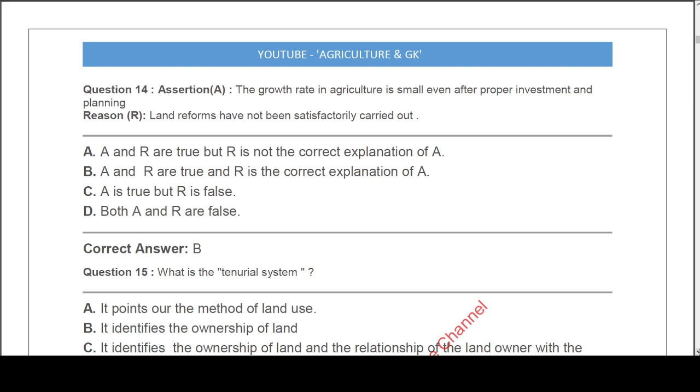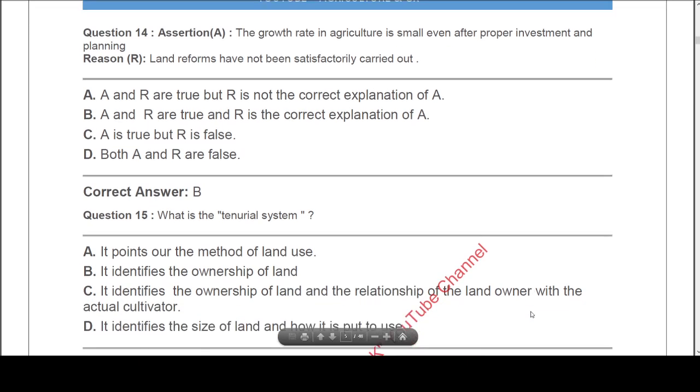Here comes your assertion and reasoning type of question. Assertion: the growth rate in agriculture is small even after proper investment and planning. Reason: land reforms have not been satisfactorily carried out. The answer for this is option B, that is A and R are true and R is the correct explanation of A. What is the tenurial system?